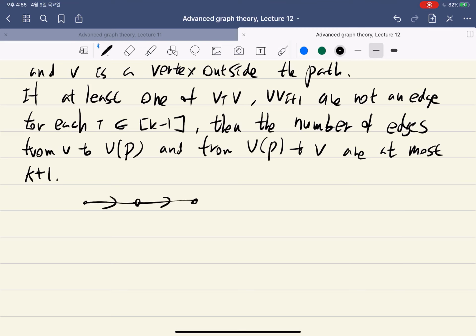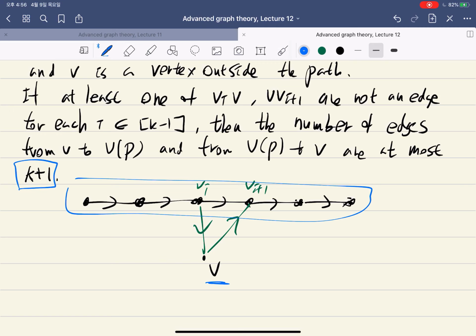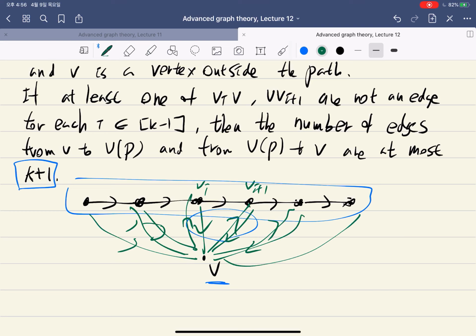So what it says is that if we have a directed path and a vertex v outside, and if we have these two edges, p_i to v and v to p_{i+1}, then we can take this longer path by inserting v here. So what it says is that if this is not possible, then the number of edges between v and this path is bounded. It's not too many. The proof of this is actually just by counting. So we know that one of these is not here, and one of these is not here, and also one of these is not here. And then you count them all. One of these is not here, and one of these two is not here.